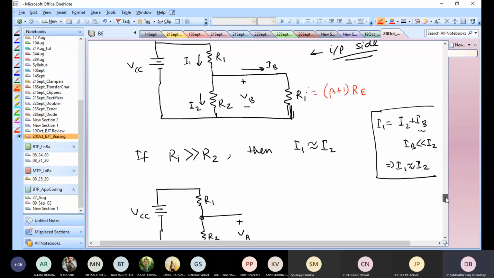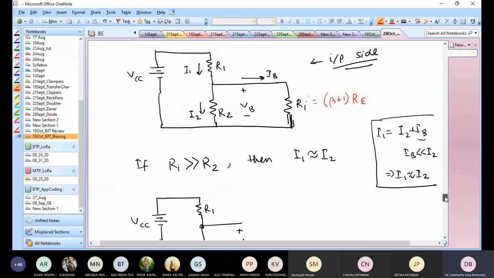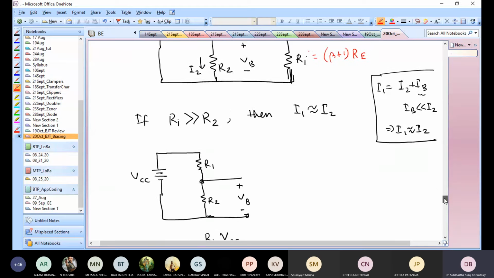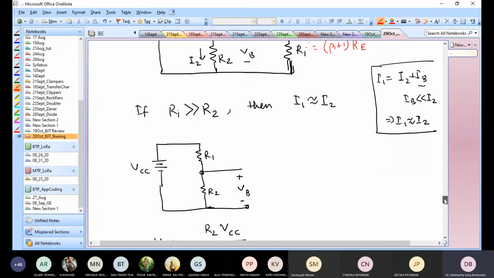Then we can say that this circuit on top looks like this circuit here. You have this VCC and there is nothing flowing here, so it acts like an open circuit. Basically, you have an open circuit across the base terminal, between the base and the ground.